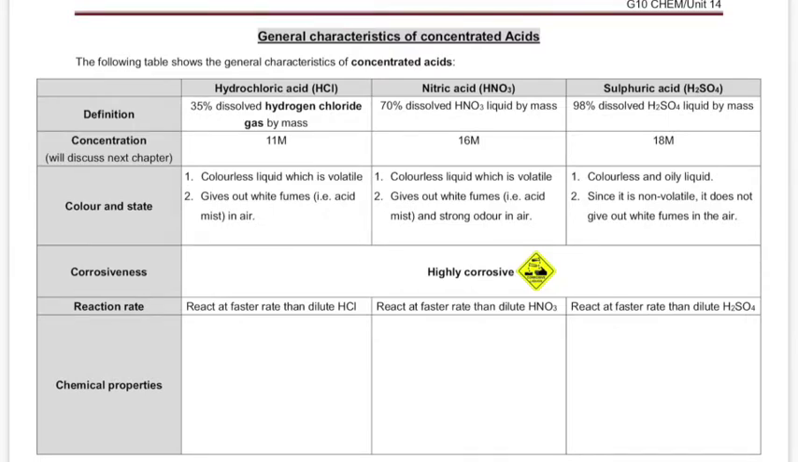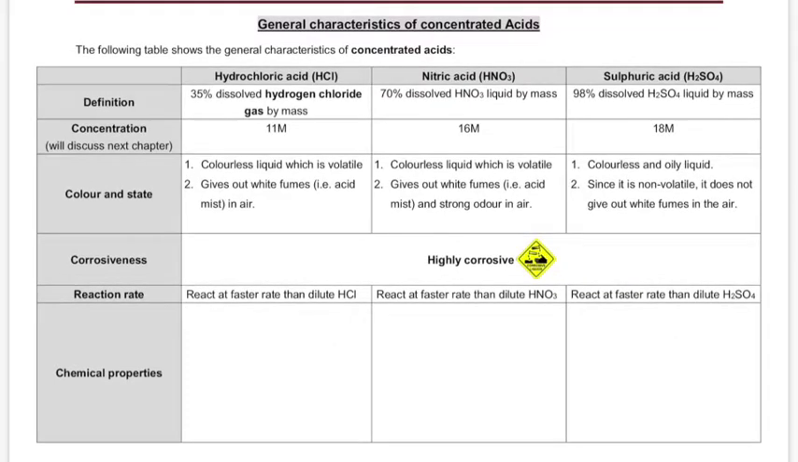On page 10 of your notes, it lists out 3 kinds of concentrated acids. We have concentrated hydrochloric acid, concentrated nitric acid, and concentrated sulfuric acid. First of all, let's talk about what they have in common. For all 3 concentrated acids, they are all colorless.